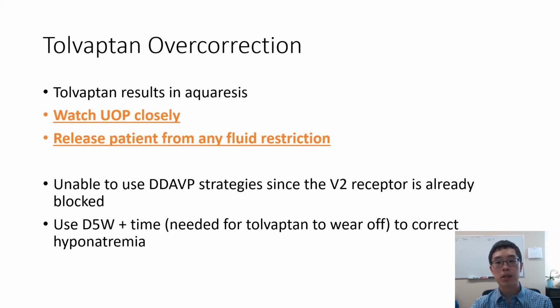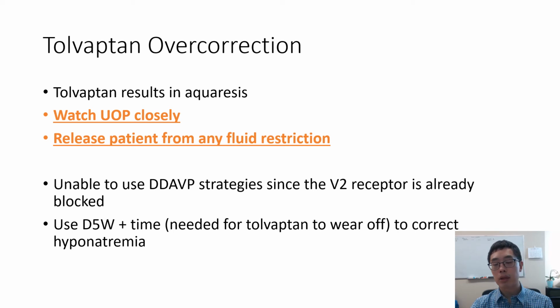Another thing to remember is that tolvaptan can also correct hyponatremia relatively quickly, since it causes an aquaresis. This is especially true in patients who are not able to drink an adequate amount of free water orally to make up for the rapid losses. To prevent this large overcorrection, it is important to watch the urine output closely, since this is the first sign that the sodium levels may be increasing too quickly, and to release the patient from any fluid restriction so that the patient can take in oral free water and prevent an even greater overcorrection.